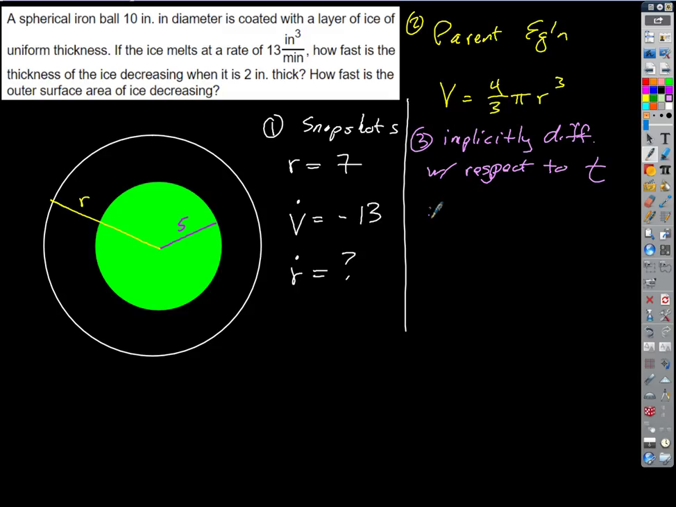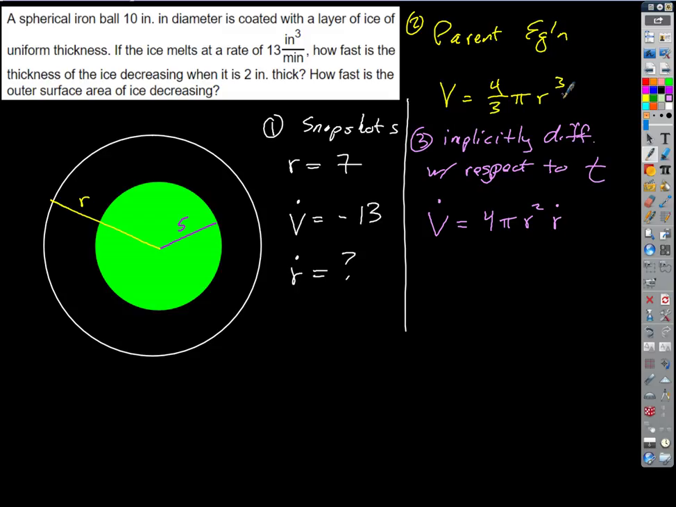V dot equals 4 pi r squared times r dot. Good, everybody see that? Naught. Because now where did the 3 go? Well, because 4/3 pi is a constant, what's the derivative of r cubed going to be with respect to t?